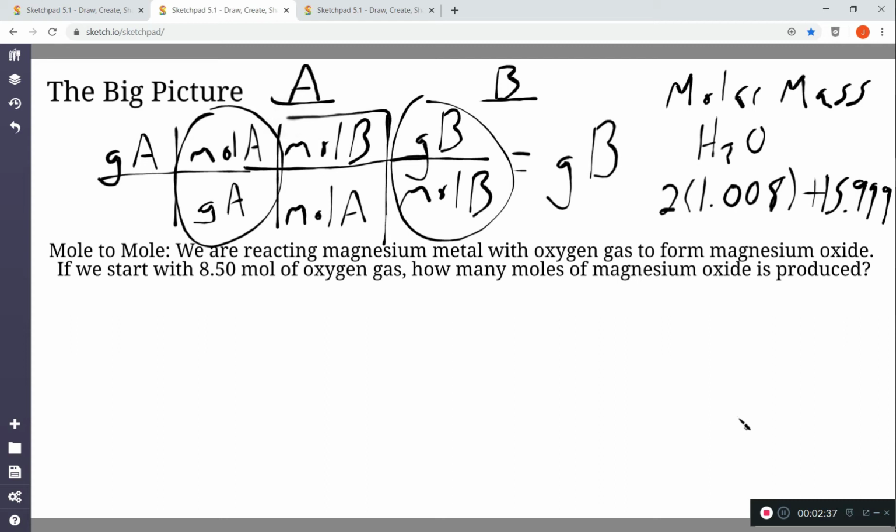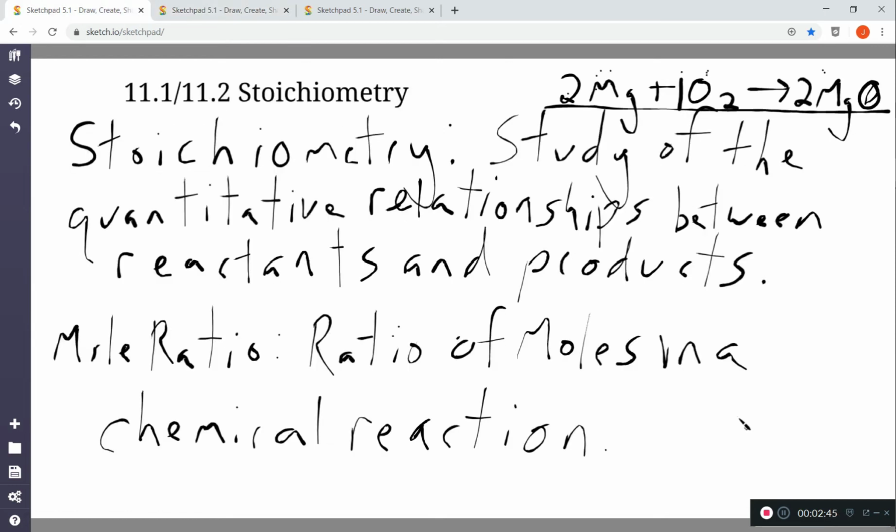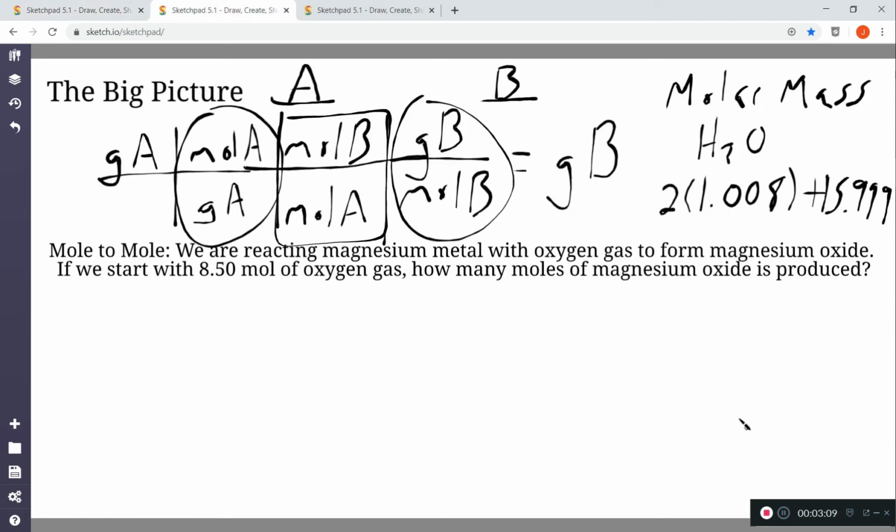This part right here, the moles of A to moles of B, we have to look at our balanced chemical equation. And if we go back and look at this one up here, 2 magnesium plus 1 oxygen gas yields 2 magnesium oxide. We have to get our ratio by looking at the coefficients. If we're going from oxygen gas to magnesium oxide, we would have 1 mole of O2 gives us 2 moles of magnesium oxide. And that's how we would get that particular ratio in that problem.